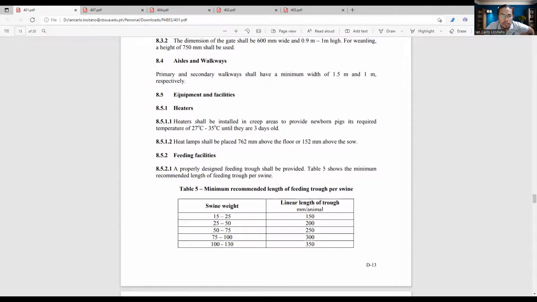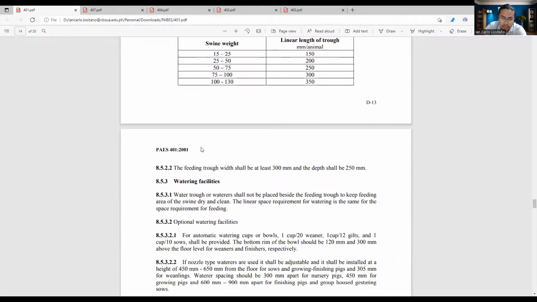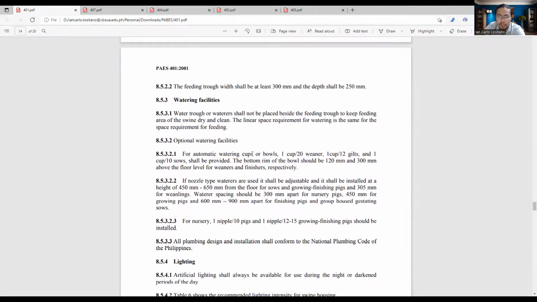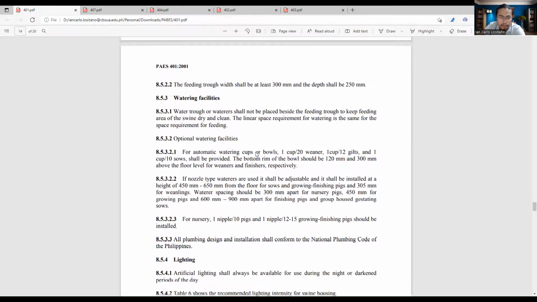For the equipment facilities, these are operationally required: your heaters, your feeding facilities, watering facilities. Still, there are mandatory requirements here, and this is more for the management and operation already. But still to be considered in the construction, affecting the load requirements of the system that is being designed, which is a house for swine.